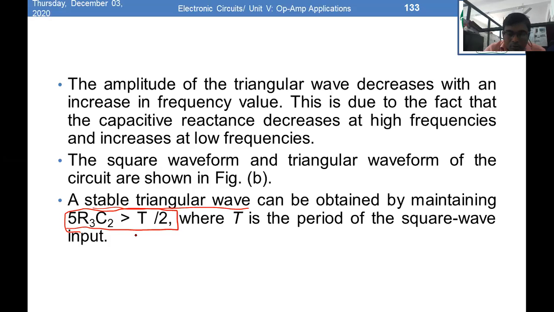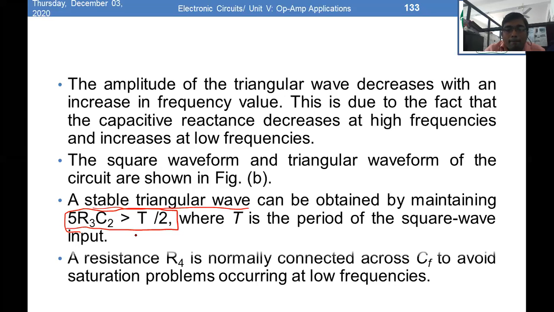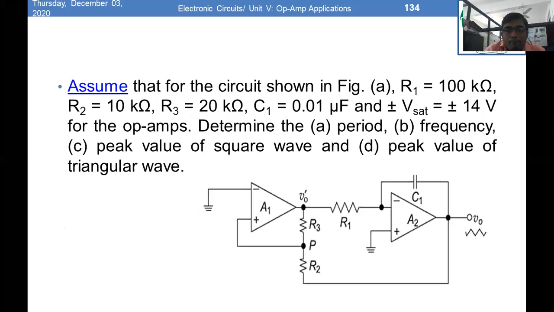Okay. So this is all about the triangular wave generator. This is the numerical. Please note down this numerical based on the triangular wave generator, and simultaneously you have to start to fill up the attendance.